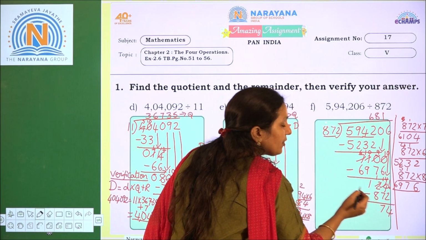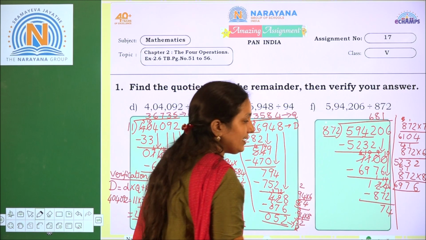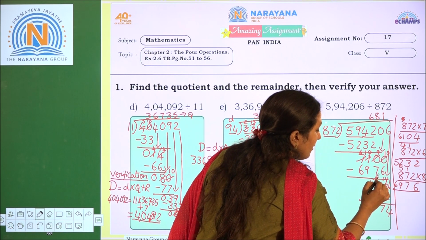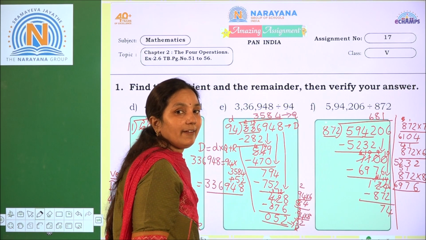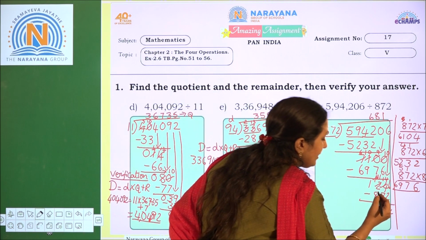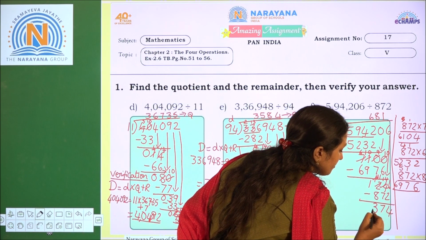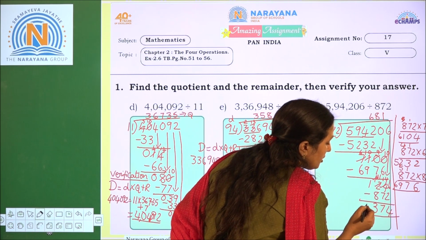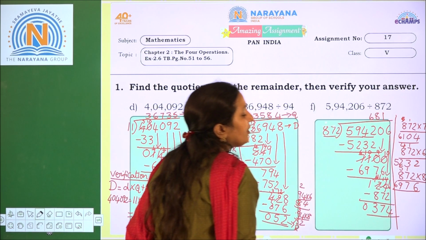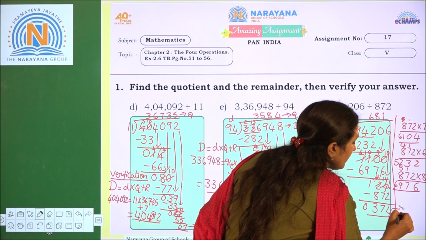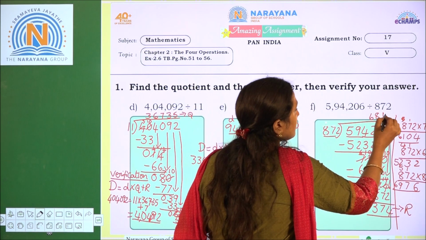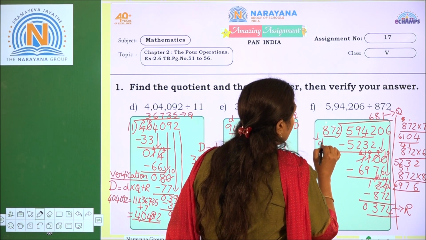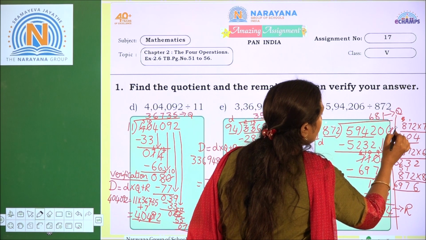Can we subtract 1 minus 8? No, children. Again we have to regroup. So this will become 11. So 11 minus 8 is 3. And we already got a 0 here. So 374 is the remainder. And this is the quotient, this is the divisor, and this will be the dividend.